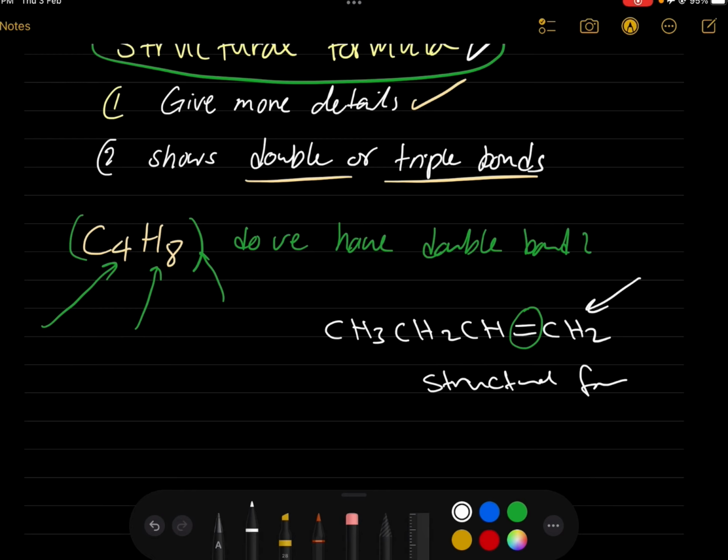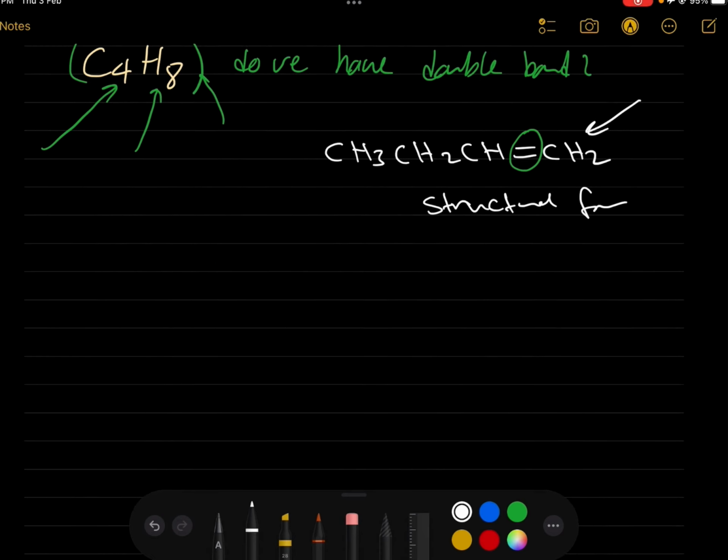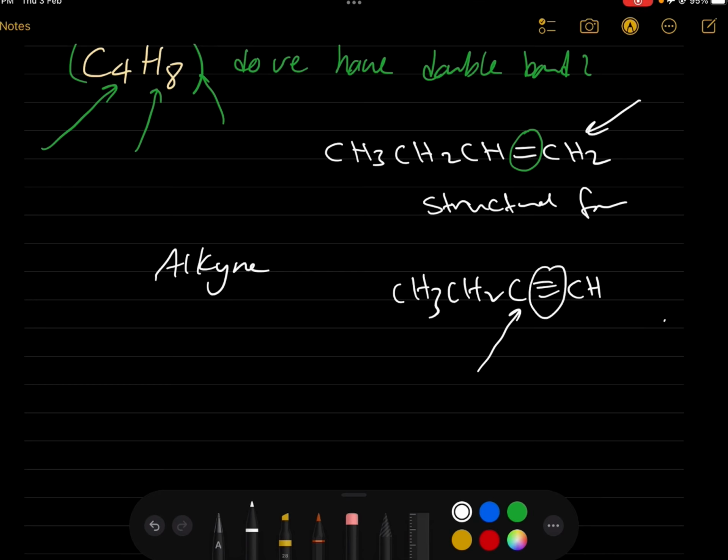Let's take another example, like if you have an alkyne, which contains a triple bond. We can write CH3, CH2, C triple bond CH. So in this case, you can say this is a structural formula. It shows us the presence of a triple bond in here.